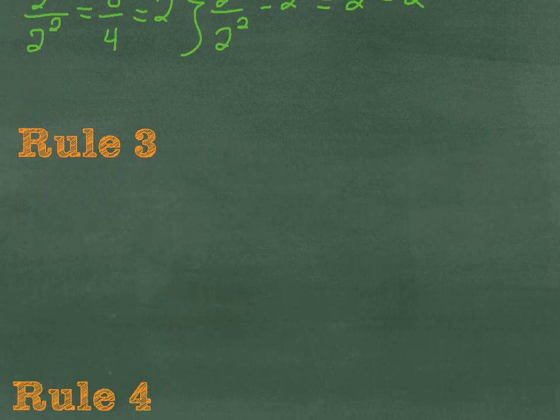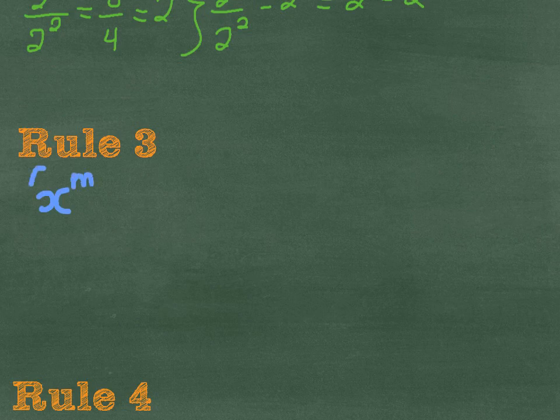Let's go to our third rule. Our third rule deals with when we have an exponent outside of the bracket. So say I have something like this, x to the m, but now it is also to the n. Now whenever you see brackets, you should assume multiplication. In this case, you multiply the exponents. So I'll give you a very, very simple example.